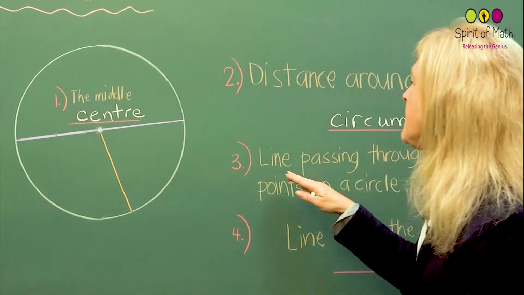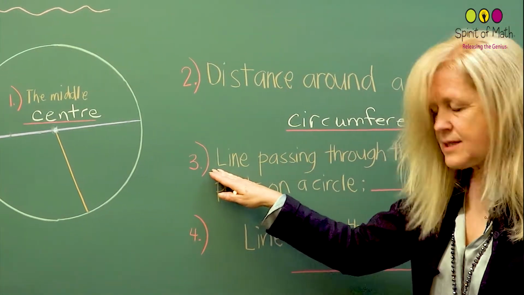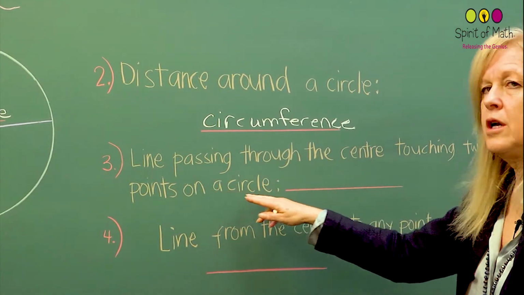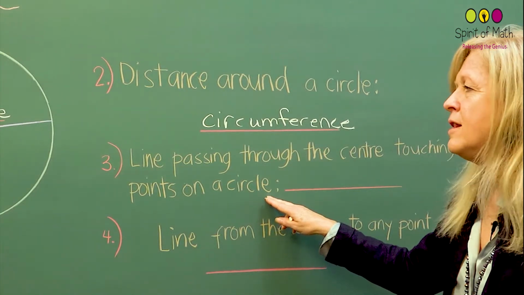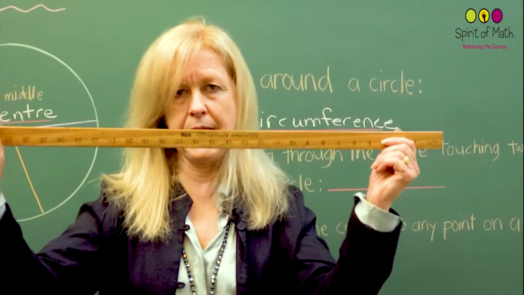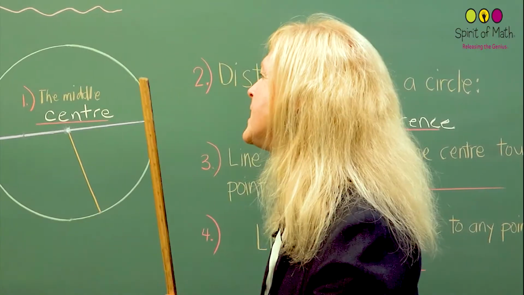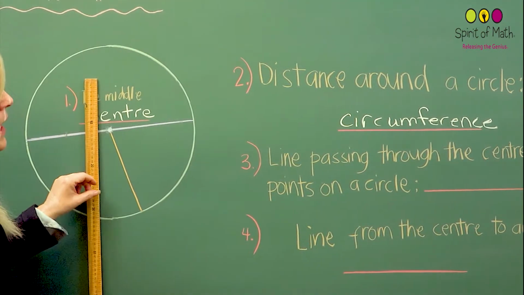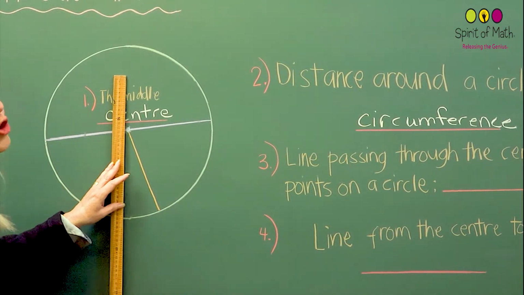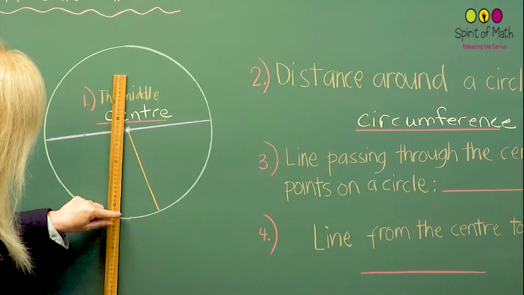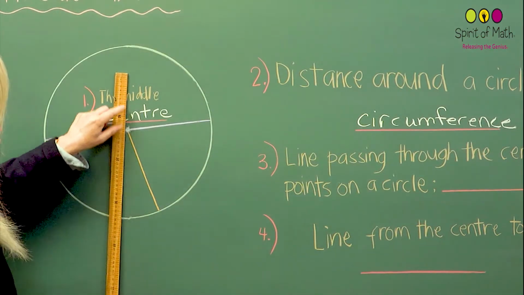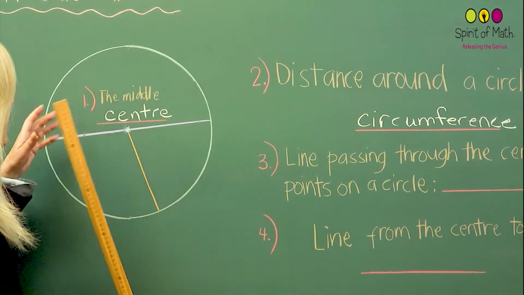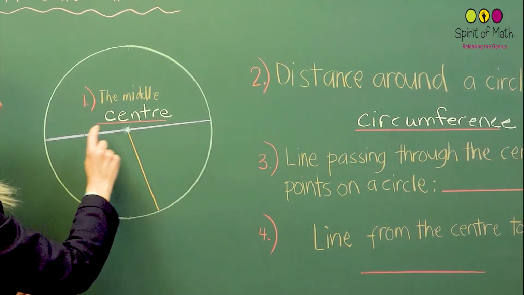Okay? So, the next one that we have is number three. It asks us to find the line passing through the center, touching two points on a circle. Oh, okay. Let's think about that. I'm going to pretend this is a line because it's nice and straight and it doesn't bend on me. And I'm going to put it through that center. But it says it has to pass through the center and touch two points on the circle. Oh, this only touches one point right now. There's a center and one point, and it goes sort of halfway up. So I need to go like that. Now it's touching two points.